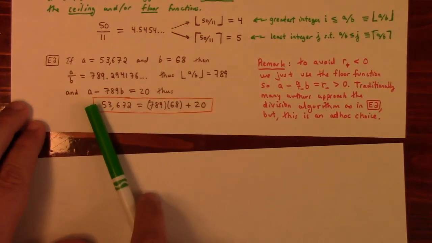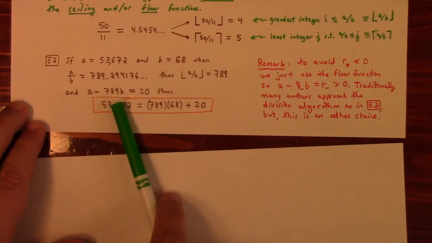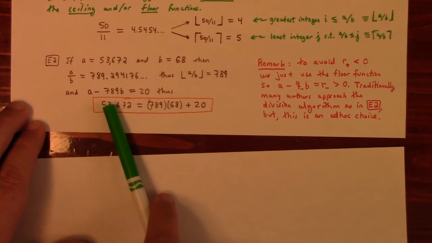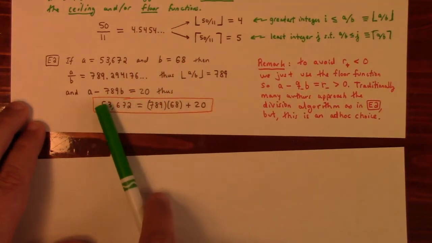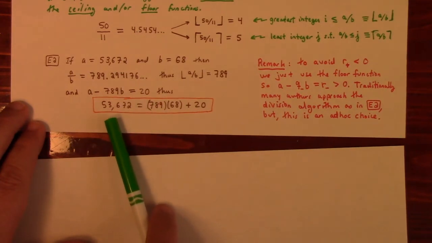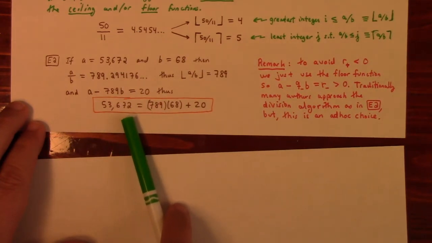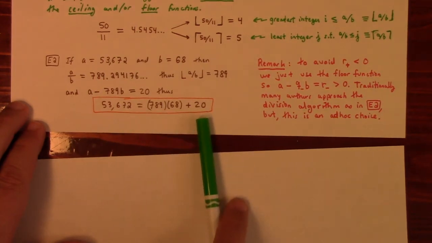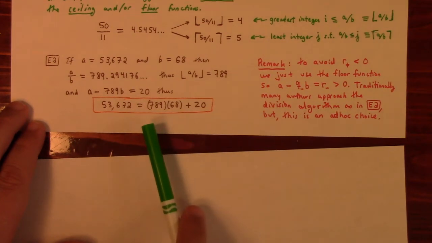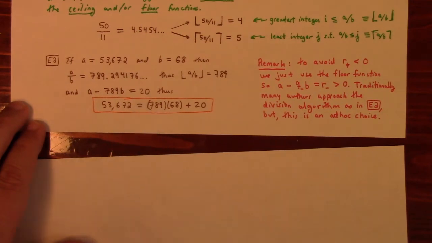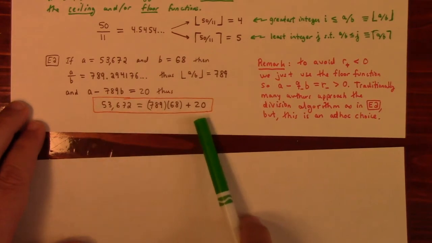And if I take a minus 789b, in other words, 53,672 minus 789 times 68, well, guess what? I get 20, all right? And so what that shows me then is 53,672 is equal to 789 times 68 plus 20, all right? So this is an example of the division algorithm.